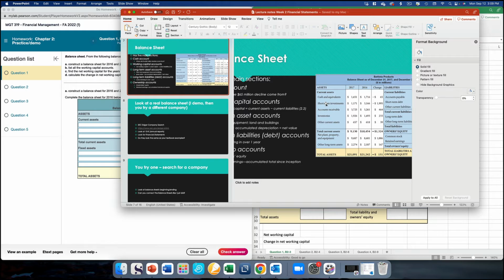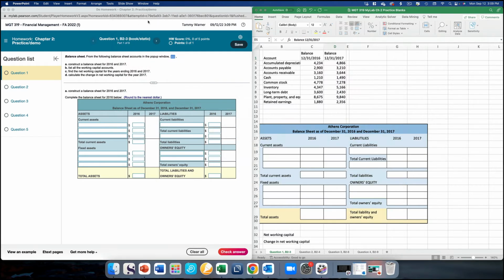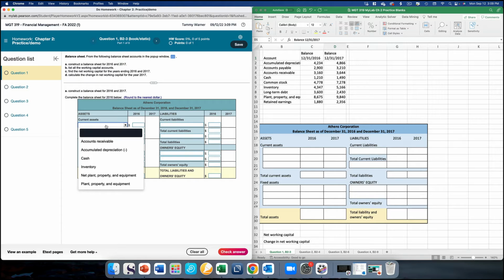Okay. So what I would suggest in doing this work, because over here in Pearson, or in MyLab, they've got these drop-down menus, is what I always suggest as you're making financial statements: you fill in the account names first, and then you go back in and get the numbers. And if the numbers balance out on a balance sheet, then you're probably doing it right.